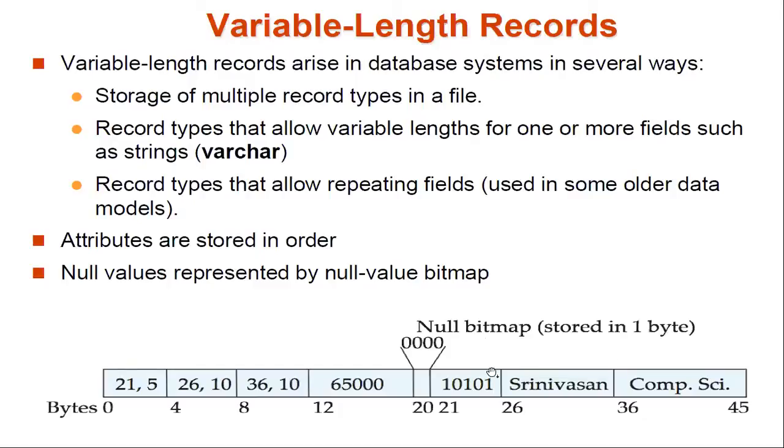Okay, it will just occupy only 1 byte. That means 20 and 21. So this only 1 byte is used for storing your null values. The remaining things are your record's first value, then your name, and then the department.